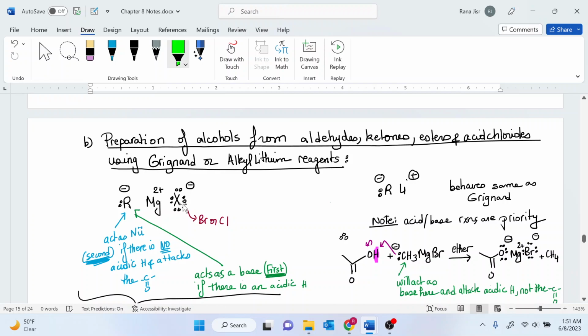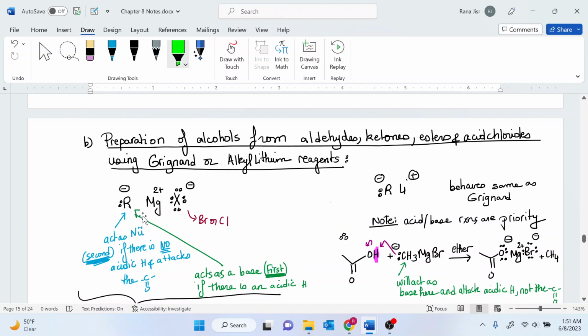The Grignard and the alkyl lithium have this structure over here. So this is the Grignard and this is the alkyl lithium. Both, they have an R negative charge in there. This is called a carbanion. It's a carbon with a negative charge. These two reagents, we call them organometallic reagents.